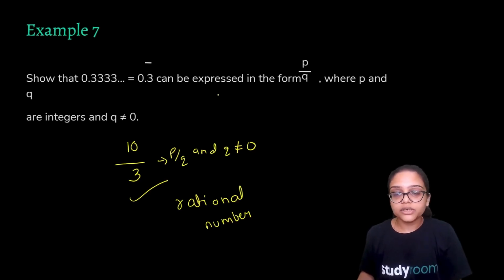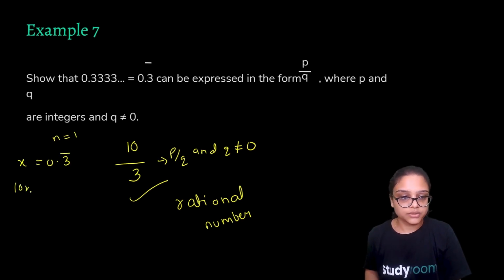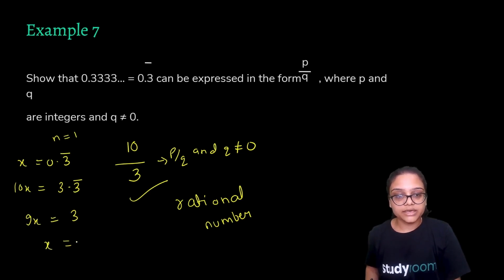Now count the number of digits repeating. So n is equal to 1. Let x equal 0.3 bar. Since it's 1, we'll multiply it by 10. So 10x would be equal to 3.3 bar. Now subtracting both the equations, we would get 9x equals 3. And simply we would get 1 by 3. So here is the solution to your simple question.